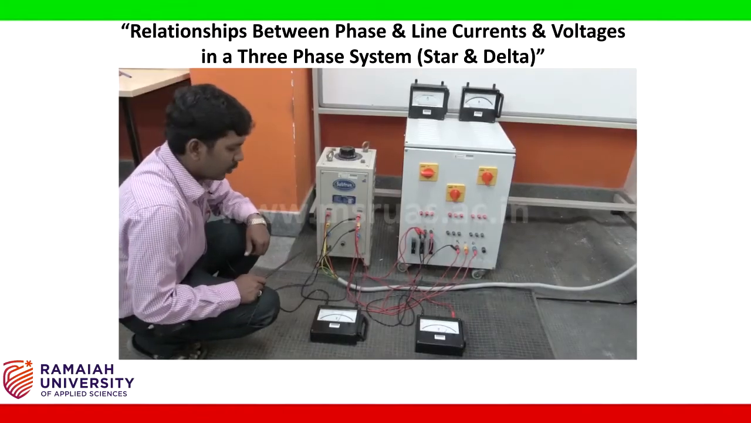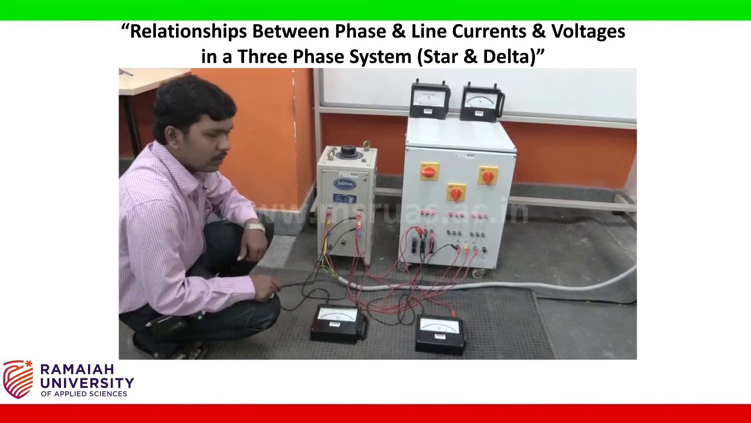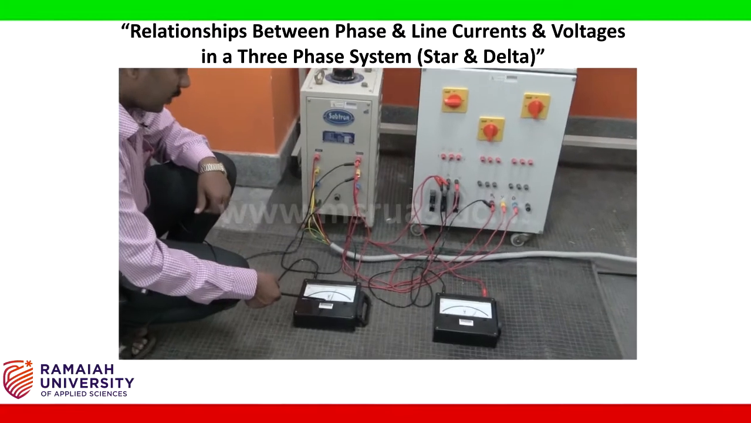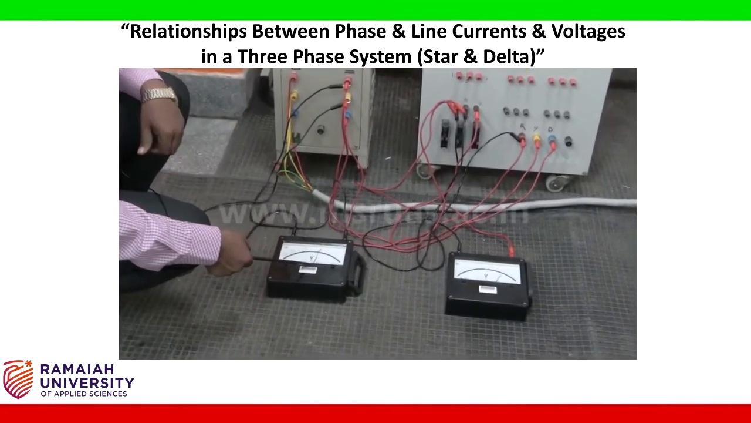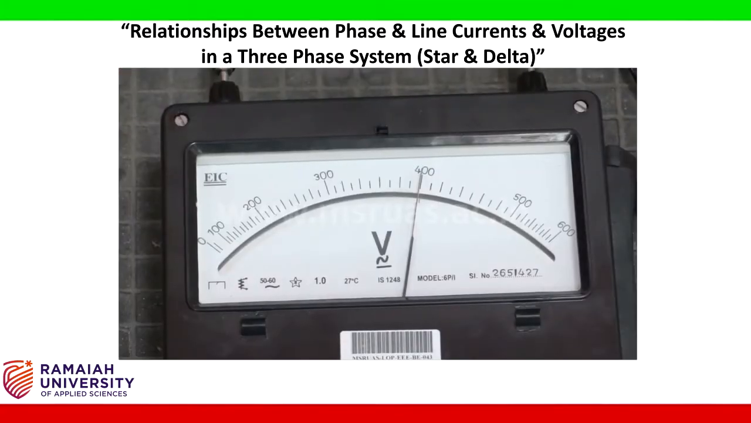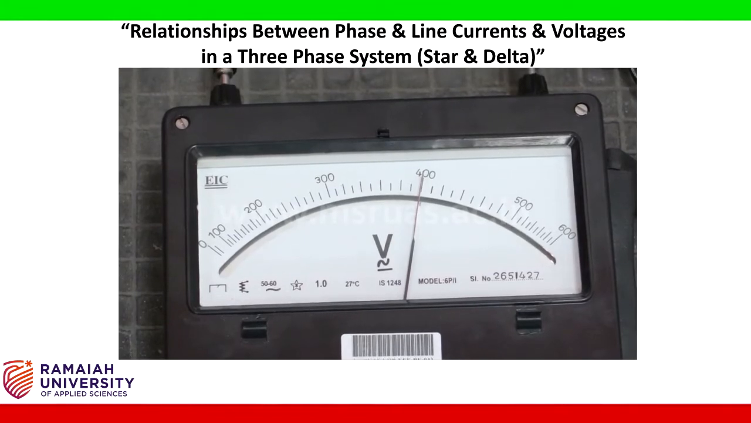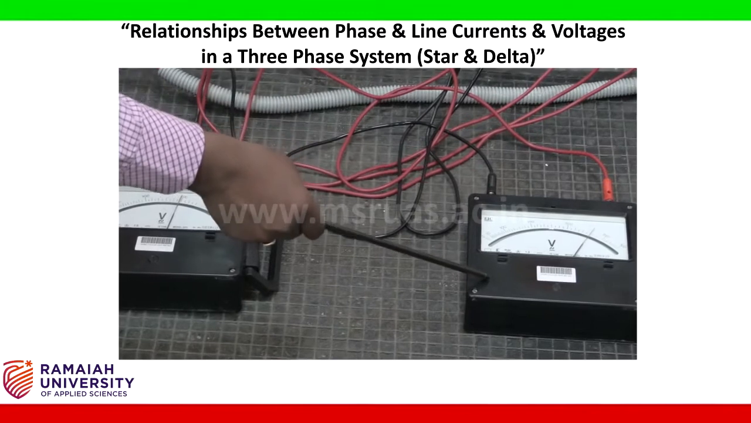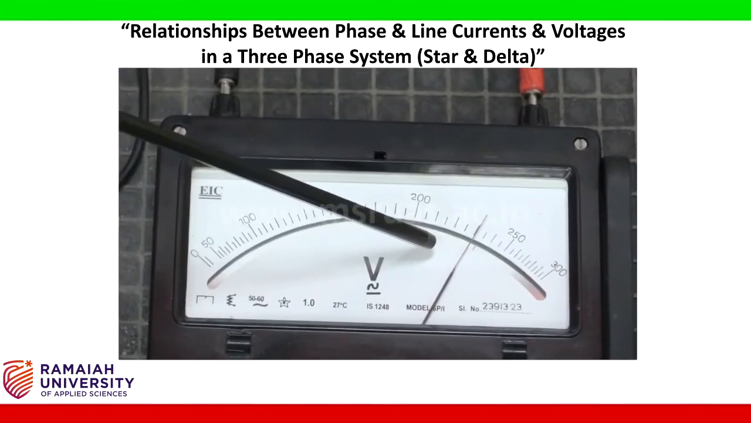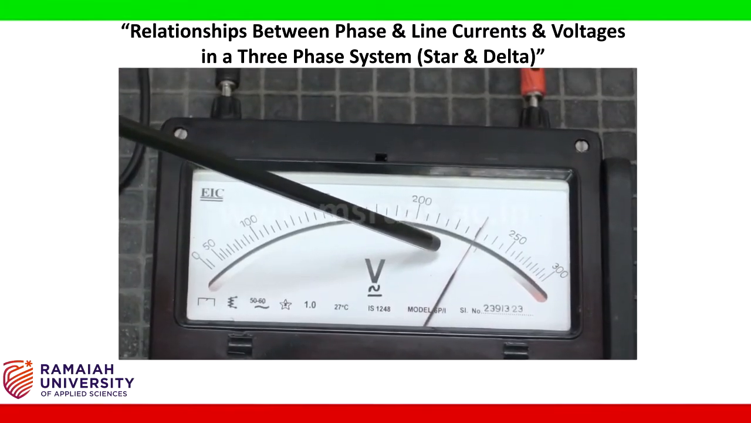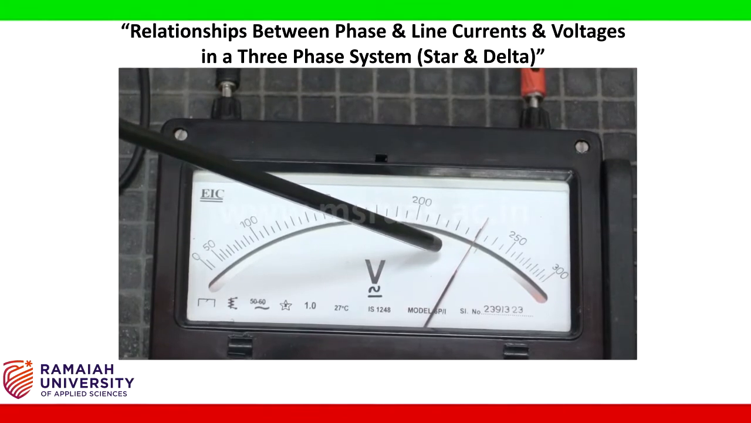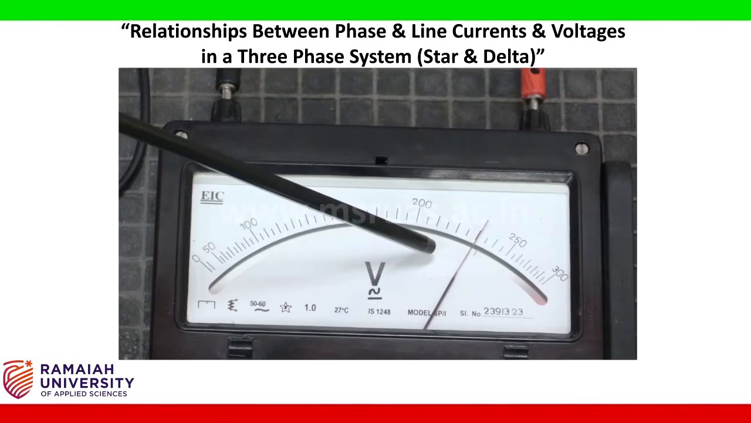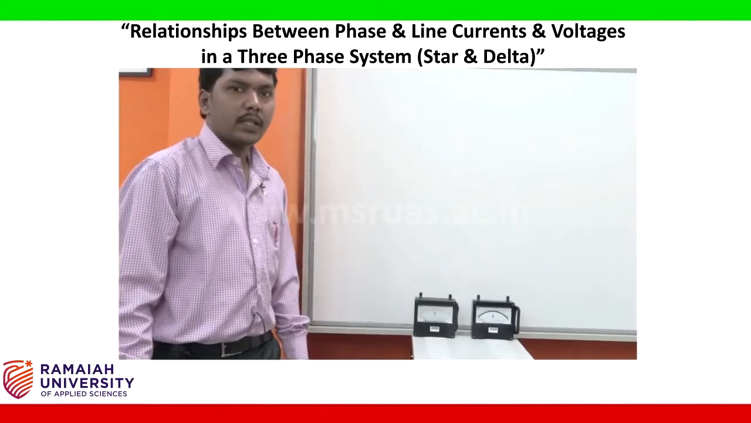Now note down the readings of line voltage and phase voltage. This is the line voltage voltmeter. It is showing 400 volts, that is VL is equal to 400 volts. And this is the phase voltage voltmeter, used to measure the phase voltage. Here it is showing 230 volts. So V phase is equal to 230 volts. With this, the experiment is finished.